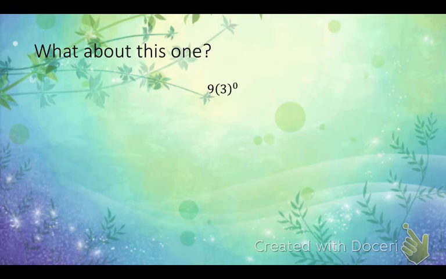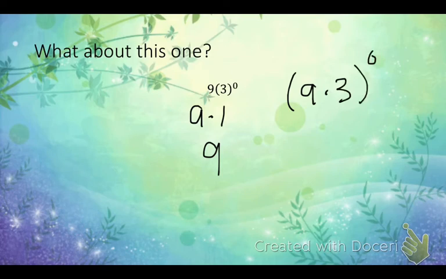So my rule with exponents is that my exponent is only on the number that it is right above. So like right now, this 0 is only on the 3. It's not on the 9 and the 3, it's only on the 3. So because of that, 3 to the 0 becomes 1, and I still have this 9 out here. So 9 times 1 is 9. If it were 9 times 3 to the 0, then that would be 1. But because the 9 does not actually have a 0 exponent on it, the answer will be 9.